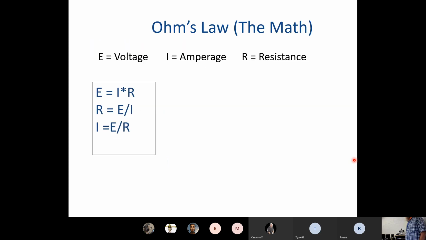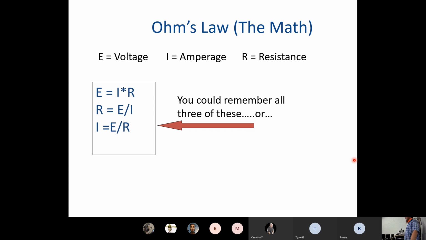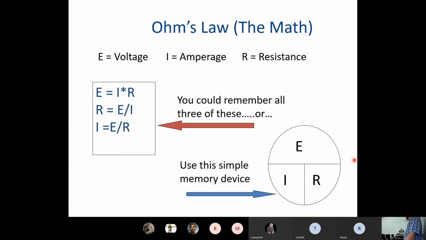We're going to go to this, Ohm's law. These are the equations for Ohm's law. They show you that E is voltage, I is amperage, R is resistance, and then these are your different equations. You could basically remember all three of those equations, but all three of those equations are really the same thing if you've been through algebra. So you can remember this particular symbol right here is Ohm's law.